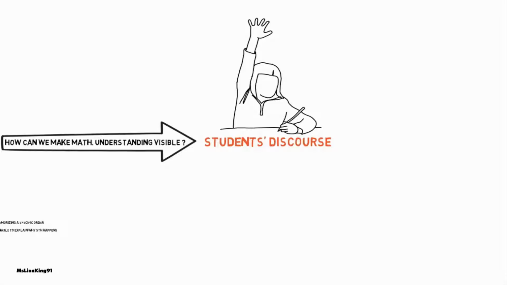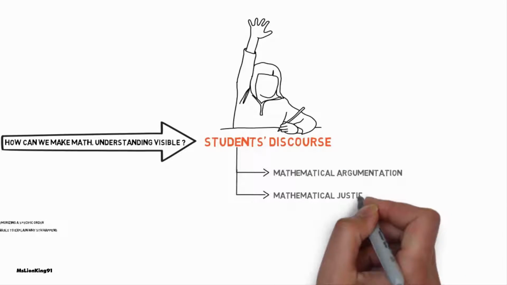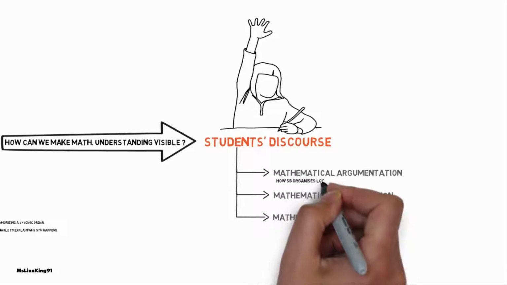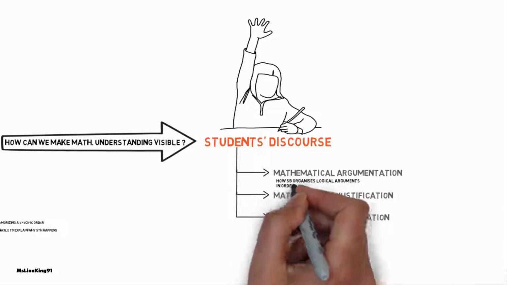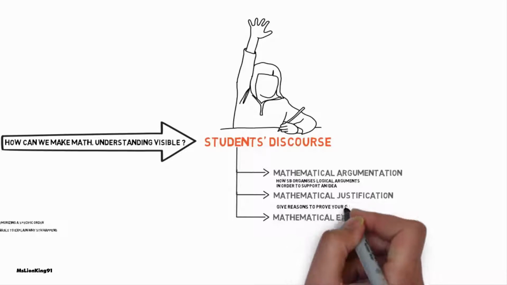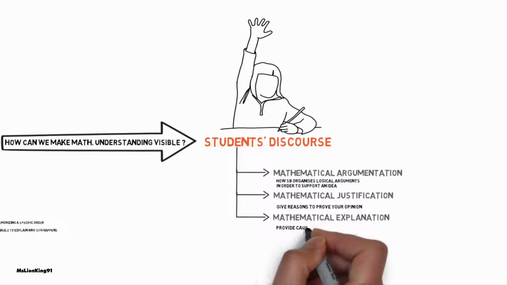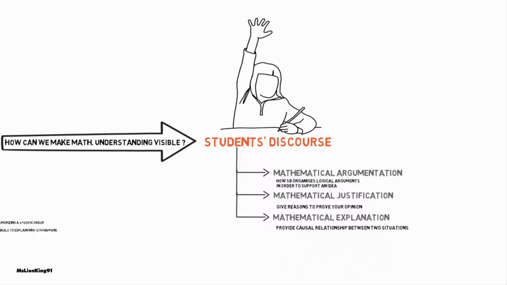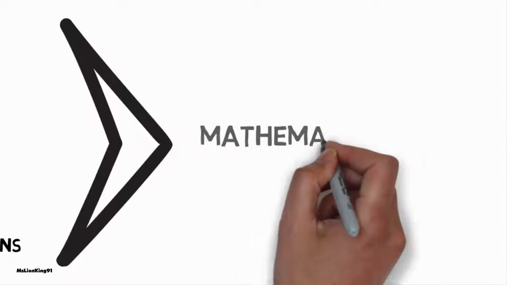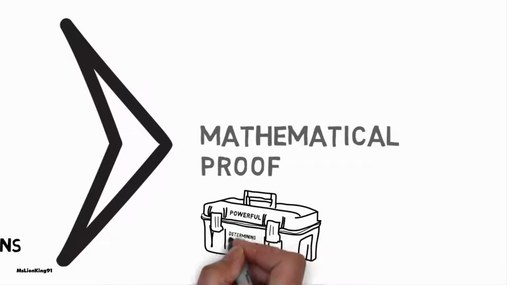Mathematical discourse consists of three crucial processes: mathematical argumentation, mathematical justification, and mathematical explanation. Mathematical argumentation is how somebody organizes logical arguments in order to support a theory, an action, or an idea. Mathematical justification is the process of giving reasons to prove your opinion. And last but not least, mathematical explanation is the fact that you provide causal relationship between two situations. All these processes are valuable since they lead to mathematical proof in secondary education, which is the most powerful mathematical tool for determining the true value of a statement.